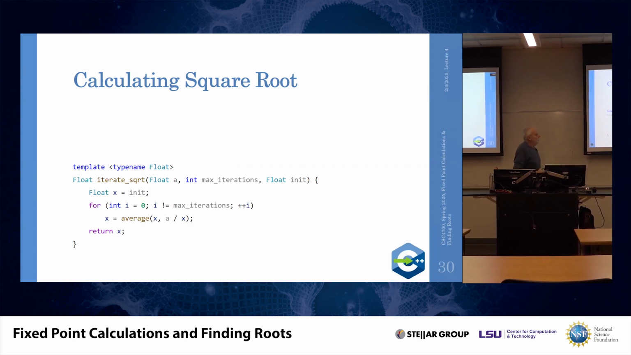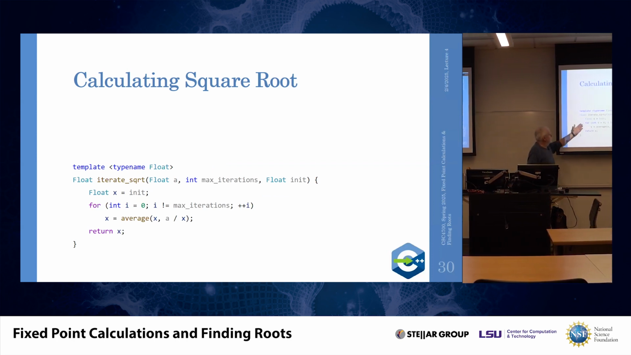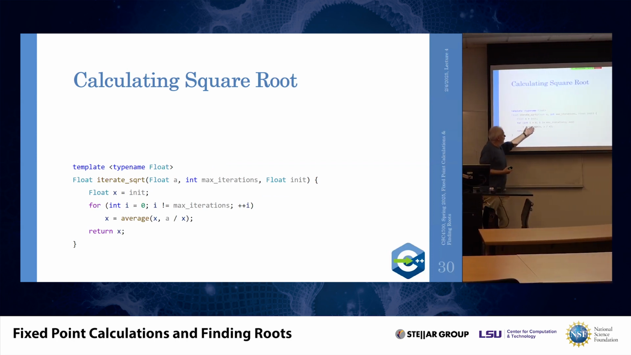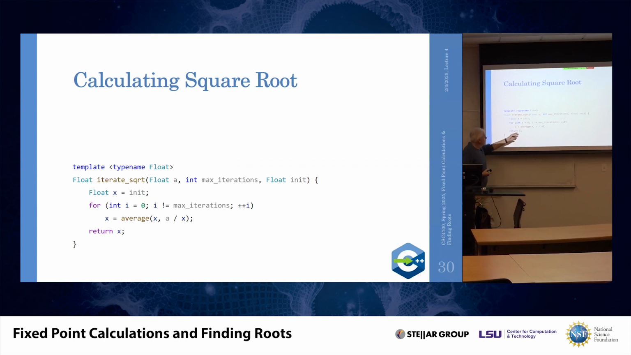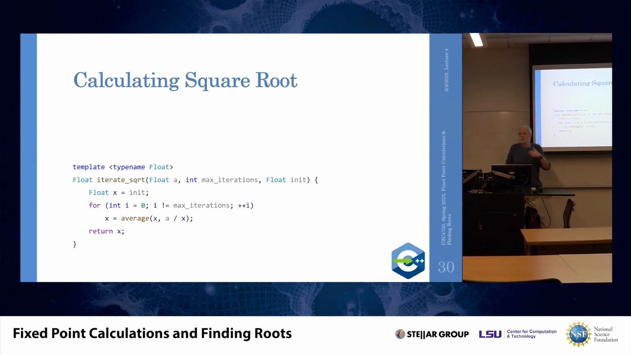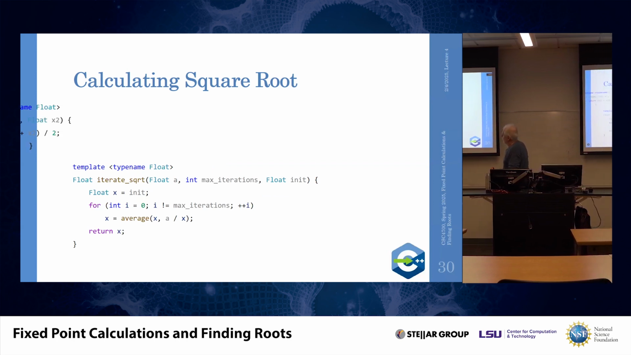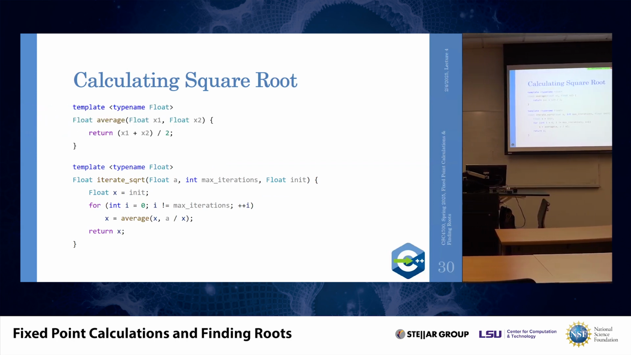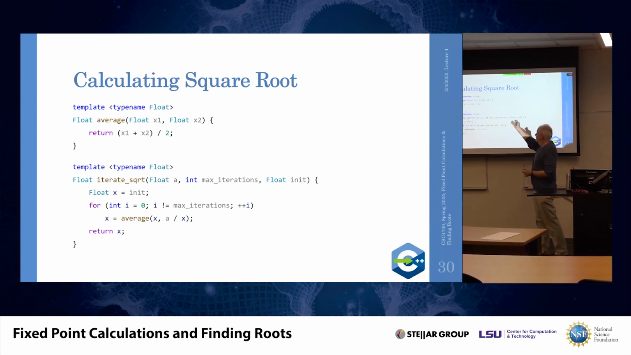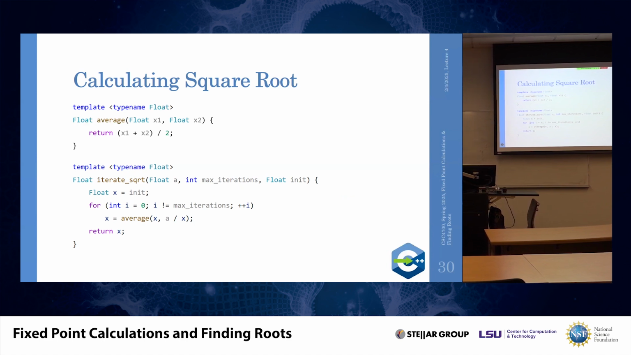If we implement it without the fixed point algorithm, it would look like this, right? We start with an initial value, we have a loop that does a certain number of iterations, and we compute the next value of our iteration by averaging x and a over x, where a is the value we want to find the square root for. The average function obviously is just the sum of the two values divided by 2, right? The middle point between the two values.